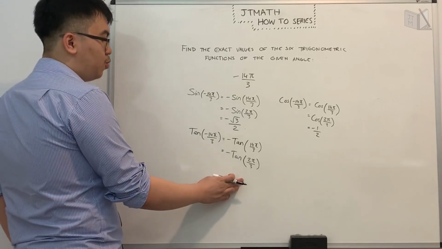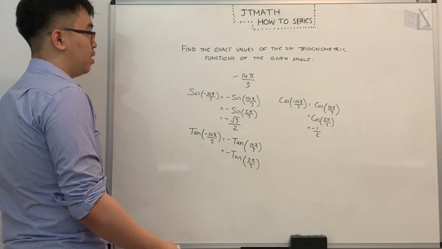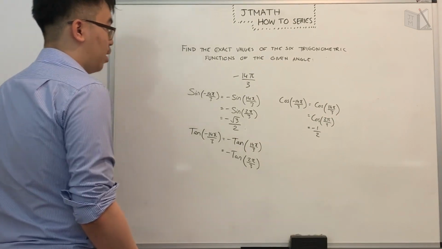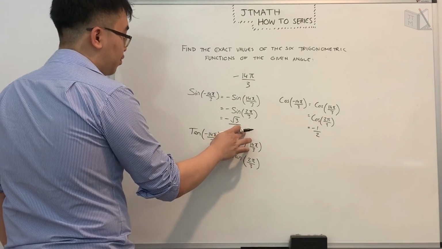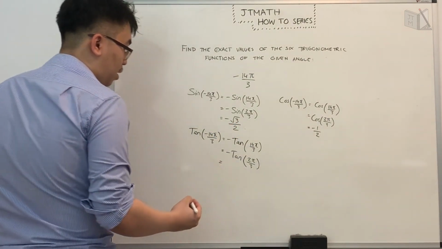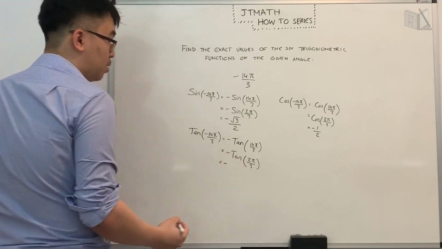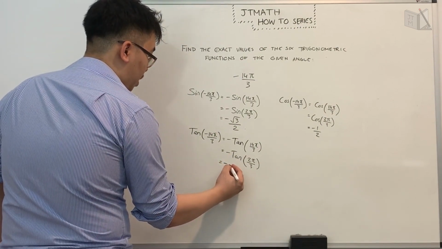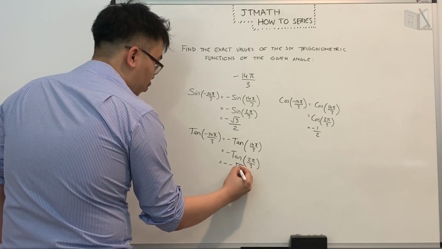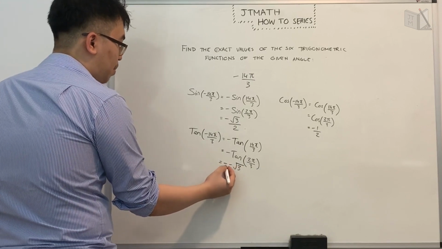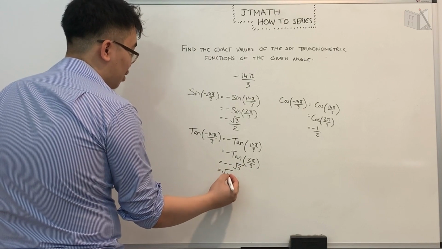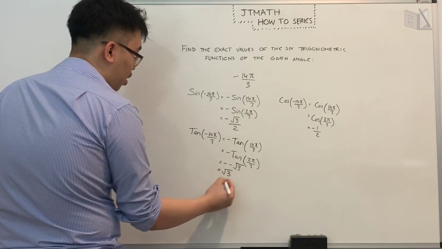Now tan at 2 pi over 3 is going to be the sine value of 2 pi over 3 divided by the cosine value of 2 pi over 3. So we're going to have positive root 3 over 2 divided by minus 1/2. And we keep the minus sign here. And positive root 3 over 2 divided by minus 1/2 is minus root 3. Simplify this: a minus and a minus sign becomes positive, and tan of minus 14 pi over 3 is root 3.